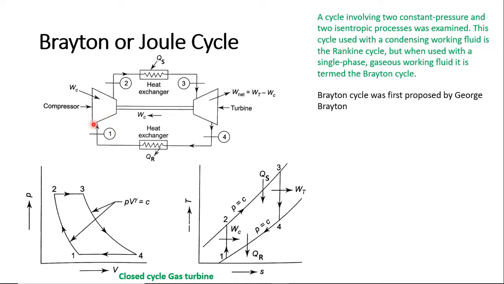So here 1 to 2 is isentropic compression, 2 to 3 is constant pressure heat addition, 3 to 4 is isentropic expansion, and 4 to 1 is constant pressure heat rejection. So we have 4 components: compressor, heat exchanger, turbine and again heat exchanger. If you recall Rankine cycle, instead of this heat exchanger we had boiler, then turbine was there in Rankine cycle, it is there in Brayton cycle as well.